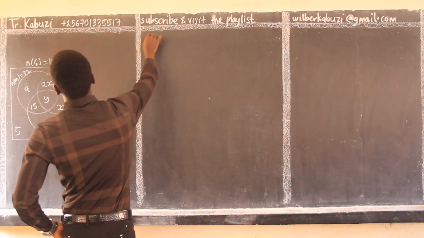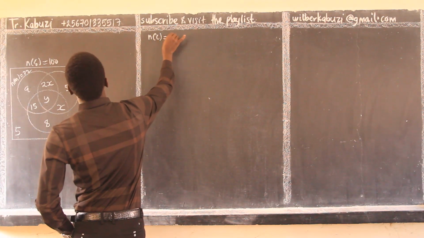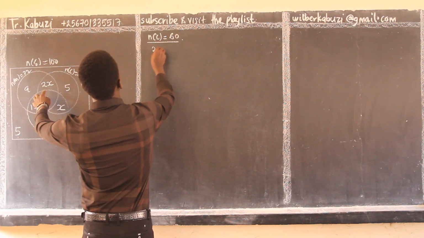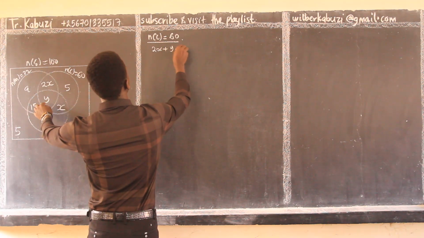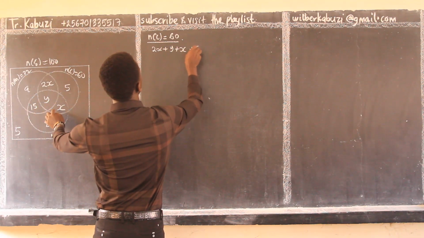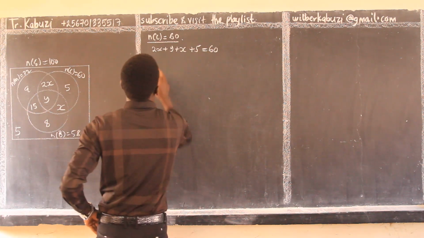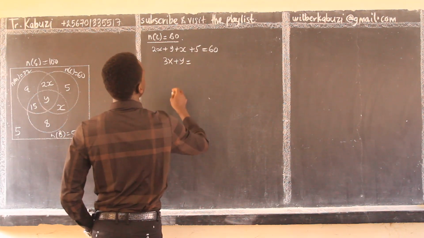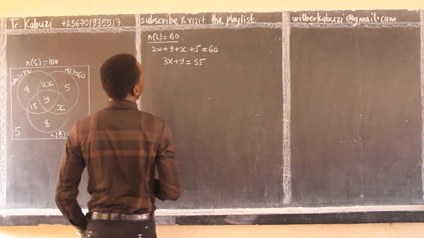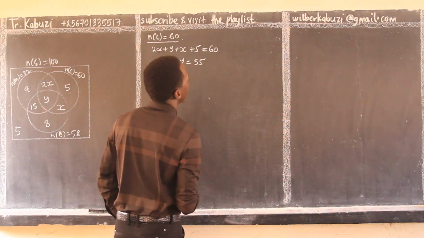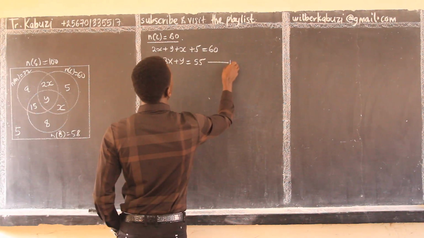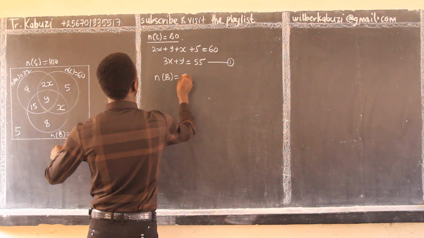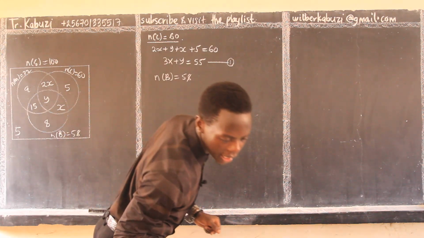If I focus on those who are eating chicken, which are 60, I'm going to say now 2x plus y plus x plus 5, they are just 60. Which will give me 3x plus y equals, take this on the other side, 60 minus 5, now 55. So this is my equation 1. Then I also focus on those who eat beans, they are 58. Were they 58?